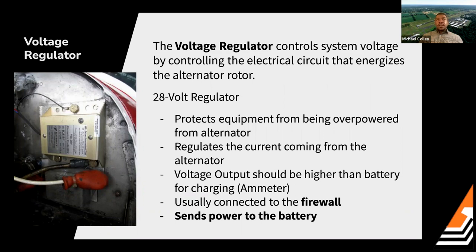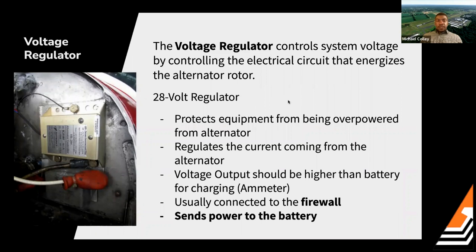In the Cessna 172, the 28 volt regulator protects the equipment from being overpowered by the alternator, like we just demonstrated a second ago. It regulates the current from the alternator. The whole idea is that the output should be greater than the battery, which we'll go into. 28 volt regulator, 24 volt battery. And that will send electricity into the battery, which will cause it to charge. Typically, you'll find this connected to the firewall, and just like mentioned before, it sends power to the battery.